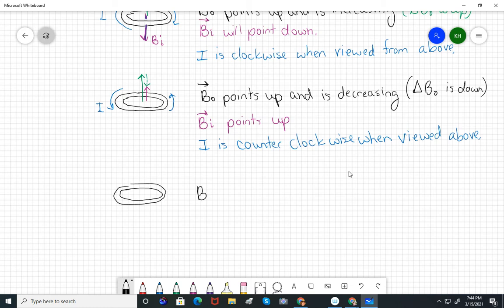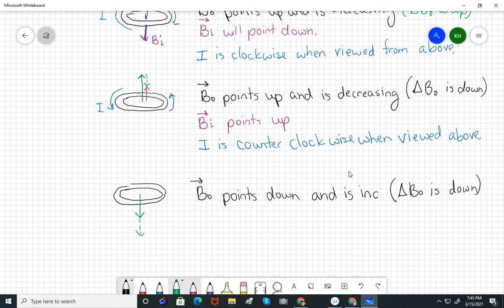What if the original points down and is increasing? That means the change is also down, just like it was in the problem above. If we picture that, there's a magnetic field pointing down and the change is down.